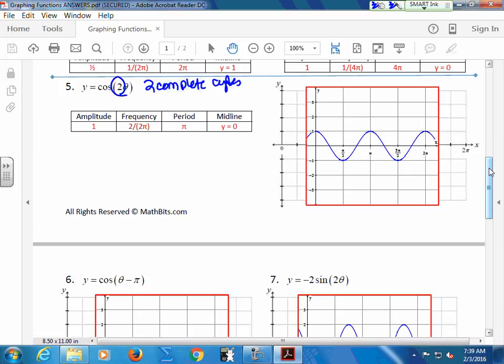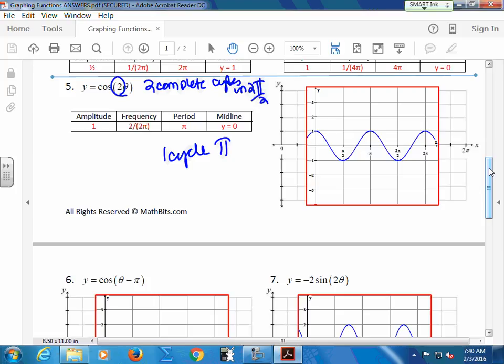In 2 pi, this is what you say to yourself. How long to complete 1 cycle? If I need to have 2 complete cycles in 360, how long to complete 1 cycle? 180. Don't you say 360 divided by 2? 2 pi divided by 2. There's your period.